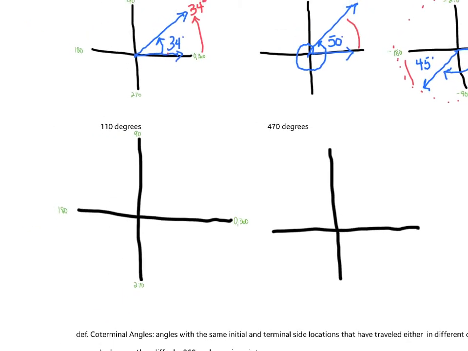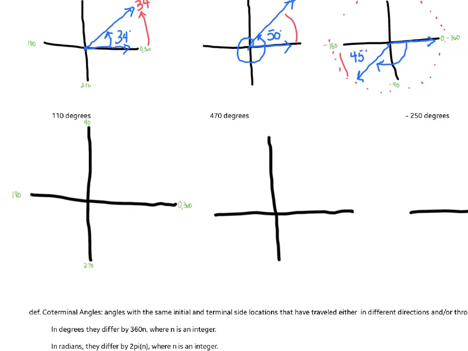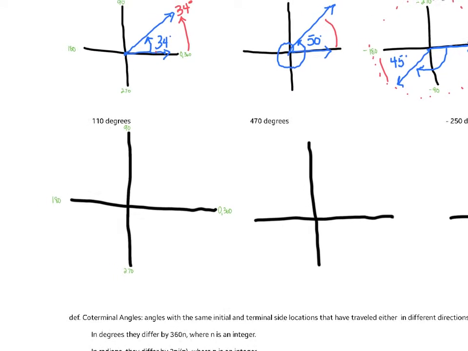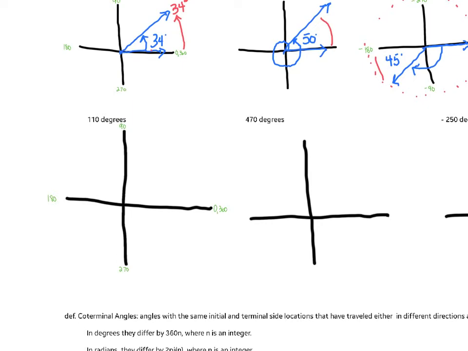I'm now going to try to talk about this idea of coterminal angles. We're starting the same way. I'm going to graph each of these angles in standard position. So 110 is a positive angle. 110 is between 90 and 180. It rotates upwards. The reference angle is the difference between 180 and 110. That's the first angle.